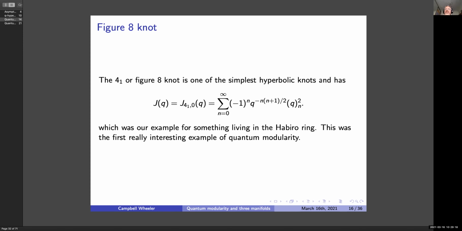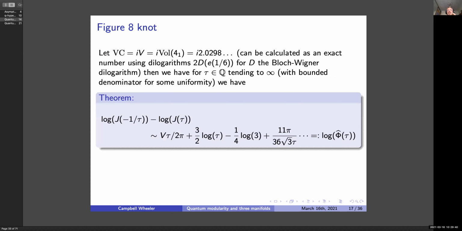And so then I'm just going to jump straight into the interesting examples from geometry and topology. This was the first big interesting example, which is, of course, the simplest hyperbolic knot, the figure 8. So this is its Kashaev invariant. It has this nice formula, and as we saw, this is something that lives in the Habiro ring. The original observation that Don had, which is now a theorem, is that if we take the complexified volume, it's given by this number. All of these volumes you can evaluate using triangulations and then dilogarithms, so this can be given as an exact number.